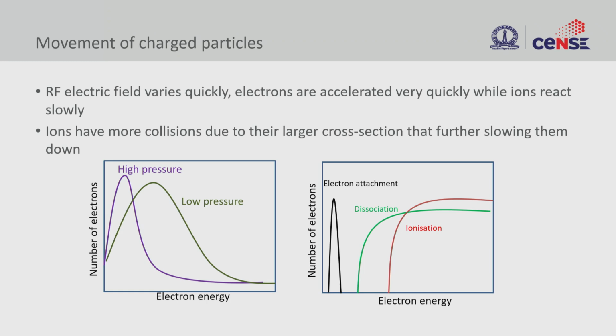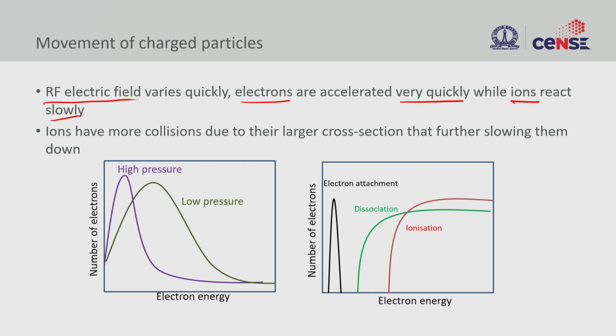So since we are talking about these charged particles in plasma that has an RF field, they are constantly moving because the field polarity reverses. So that means your electrons are going to be accelerated, and your ions are also going to get accelerated and decelerated as the polarity changes. But the interesting thing here is the electron accelerates very quickly compared to ions. So ions are very slow.